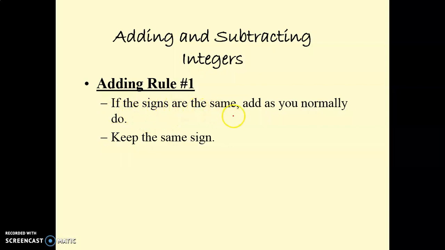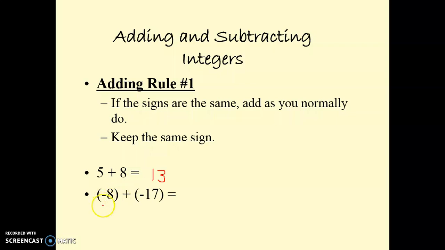If the signs are the same, you're just going to add as you normally do, and then keep or copy the same sign. Example, we have here 5 plus 8 equals blank. 5 is positive and 8 is positive also. They have the same sign, so you're just going to add. 5 plus 8 is equal to 13. Since they have the same sign, you're just going to copy the sign, and that is positive.